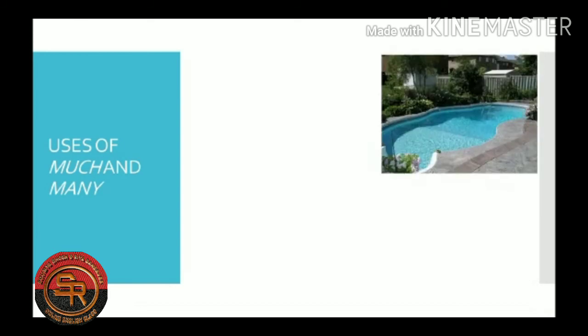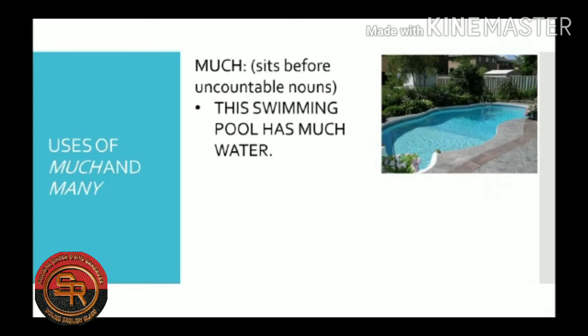So what's the use of it? Here is a swimming pool and we can see water in it. So we can say this swimming pool has much water. So I should say much sits before uncountable nouns. Water is uncountable, so you may find some other uncountable nouns and you can arrange your own sentences. Do it.